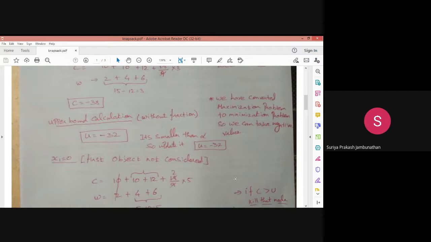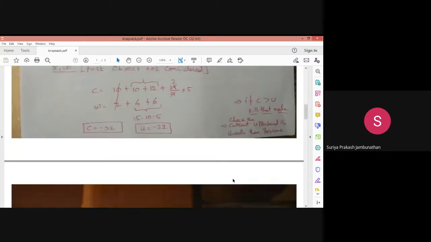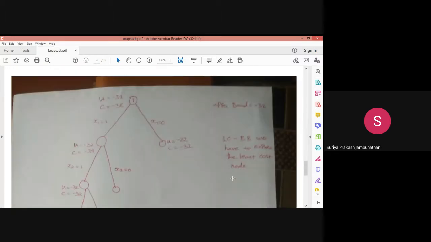Okay. Now what you are doing next, we are forming the state space tree like this. First we are considering node 1, the upper bound is minus 32 and the cost is minus 38. So the first node we are taking. Then what we are doing, we are including the first object, or we are not including the first object. We are checking. So when you are including the first object, the same upper bound and cost will come as it is. Okay, minus 32 and minus 38 we will get.